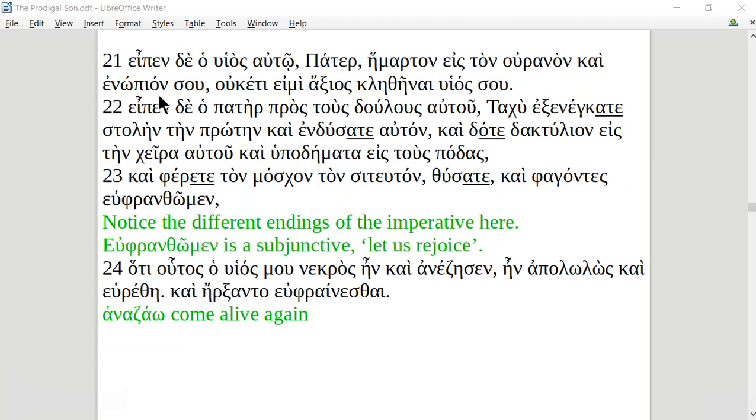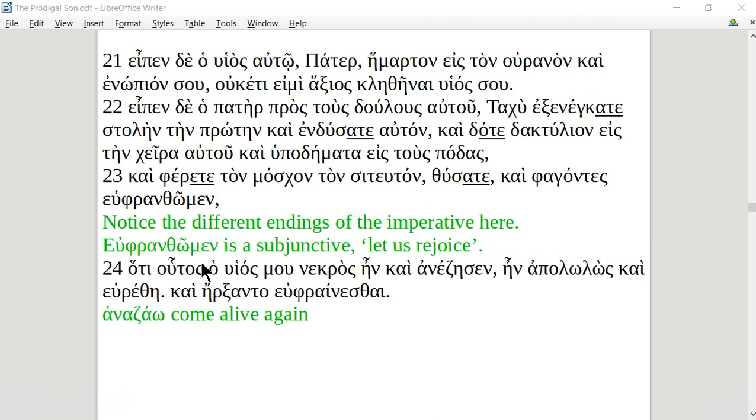So now the boy, feeling that it's perhaps a little bit awkward, comes out with his prepared speech. But we'll go down to verse 23, and I've underlined the different endings of the imperative. That's the imperative, second person plural, you do it. And so there we see three different endings that it can take with different words.